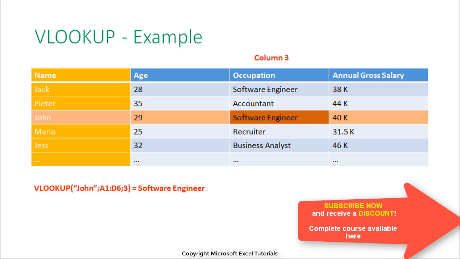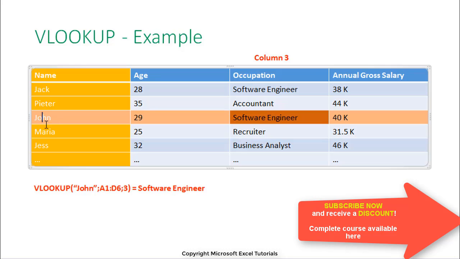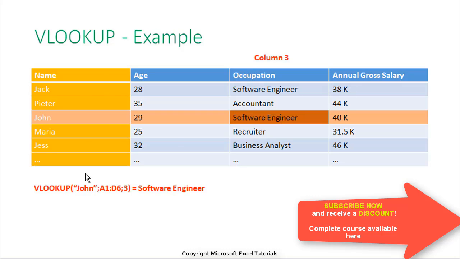To illustrate this, I will show this example. For the VLOOKUP, we are looking for the lookup value John within the table A1 to D6. We want to know the occupation of John, which is column 3, occupation. So the VLOOKUP formula looks for the value John within the leftmost column of the table, which is the name column. Then it returns the value on the third column, which is the occupation column, and returns this value, which is software engineer. So first the formula looks at the leftmost column. When it finds a match there, it looks for the third column, which is specified in the formula, and returns this value.